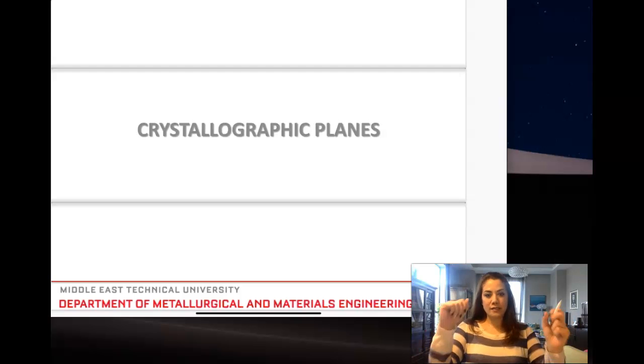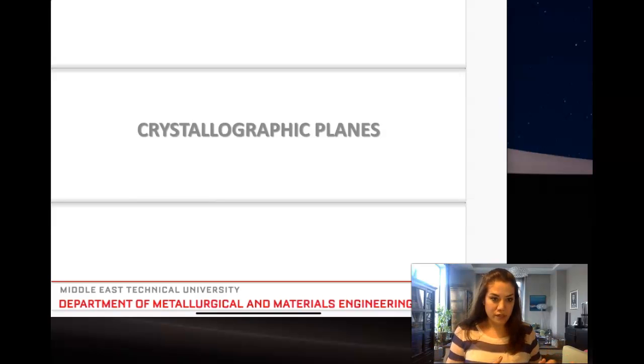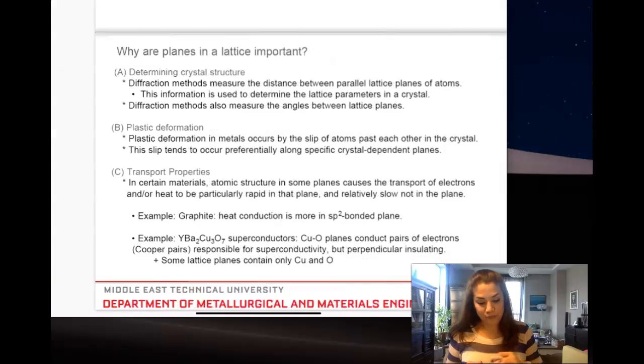All right, so let's talk about the crystallographic planes. In the first part of this series, we first identified crystals. What is a crystal structure? What is a unit cell? In the second part of this crystal structure lecture series, we identified the crystallographic directions in a given unit cell. Now we'll be talking about the planes in those cells, especially with the atomic stacking in them.